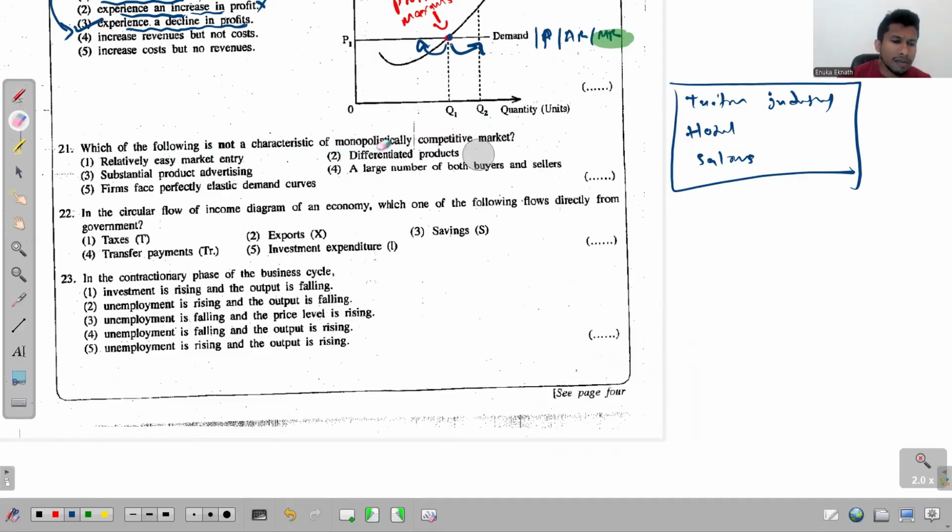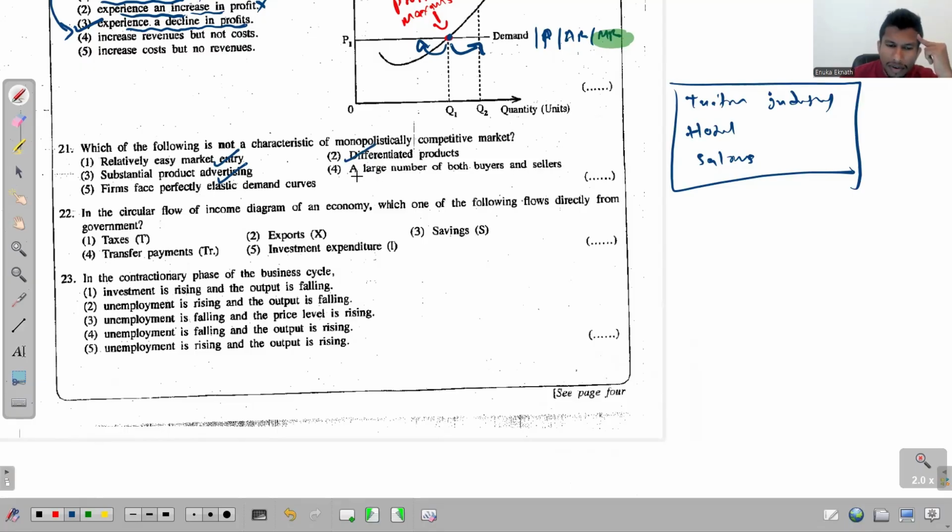So which one of the following is not a characteristic? Relatively easy market entry? Yes, it's relatively easy. Anyone can start one. Differentiated product. What I teach and what someone else teaches are not 100% identical. We both give the same theory, but the approach is different. Right, the third one, substantial product advertising. I'm not telling you anything new there. In the tuition industry advertising is very high.